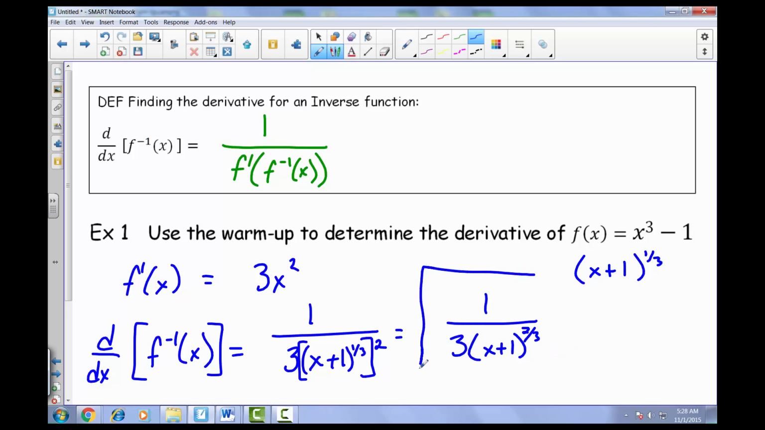So this then would become our derivative for the inverse of our function, f of x being x cubed minus 1. So again, that is example 1 and the definition using the derivative for an inverse.